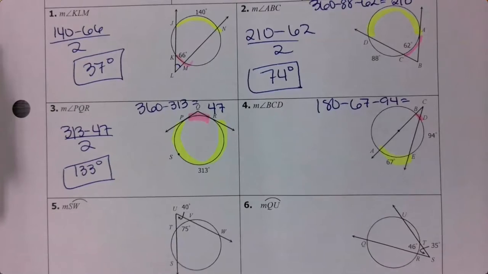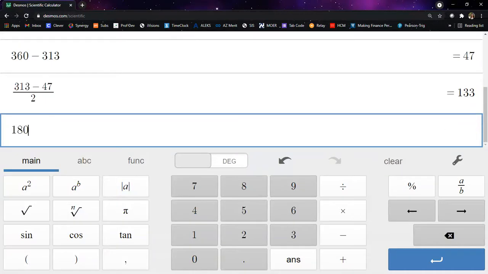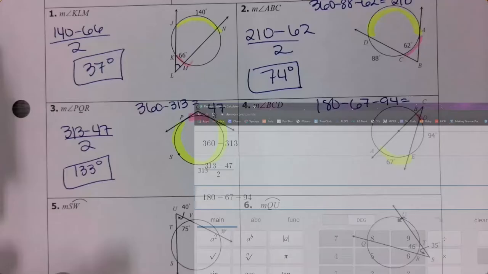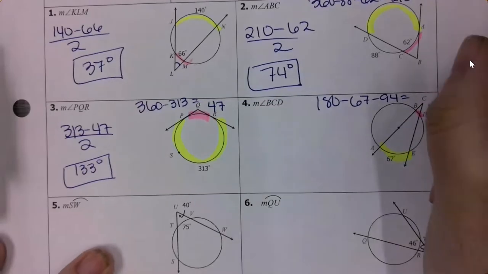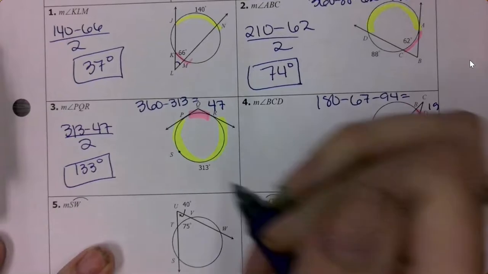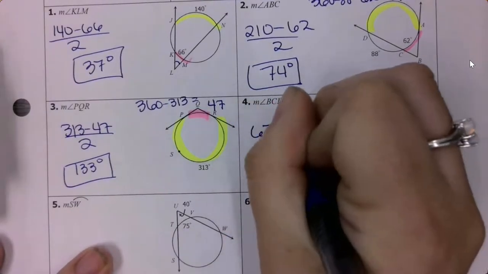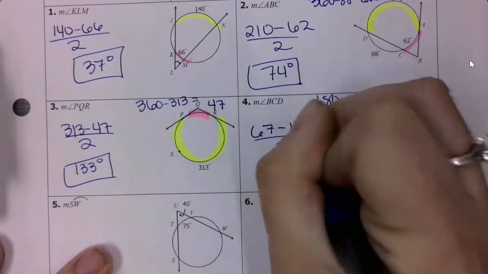You were close, huh? So I can go ahead and type that into Desmos. So now that I know that, I can go ahead and subtract. So I'm going to take 67 minus 19 and divide by 2.